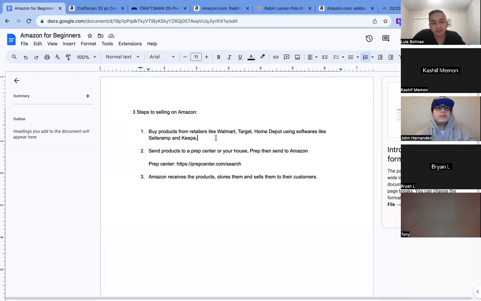And then from here, right? So I do my product research, I buy my products from these retailers, and then I ship them to a third-party prep center. This prep center packs and preps my products. And then from here, they ship my products to Amazon, right? And then Amazon receives my products, stores my products, and sells my products to my customers. Is that clear?